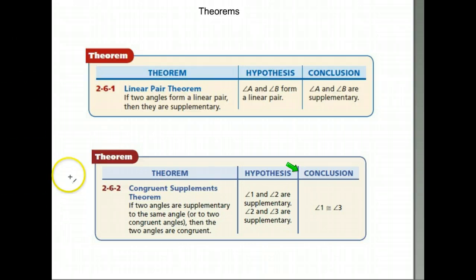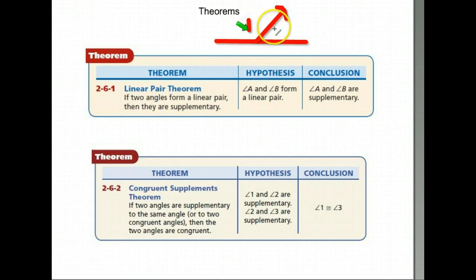Here are some other theorems that they add in this lesson. This theorem is the linear pair theorem. It says if two angles form a linear pair, then they are supplementary. You may ask, what's a linear pair? A linear pair is any two angles that form a straight line. So here, angles 1 and 2 are a linear pair because notice down here they form a straight line.